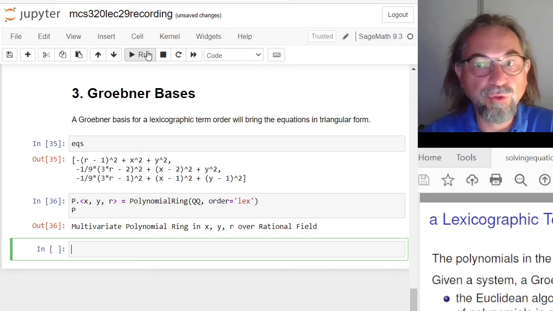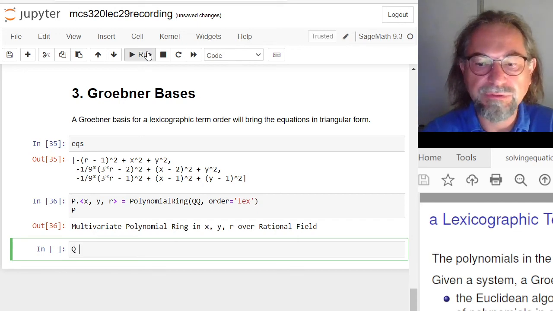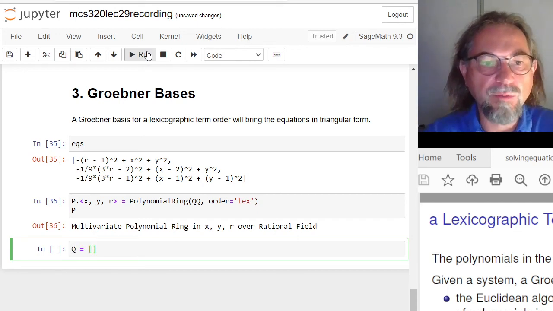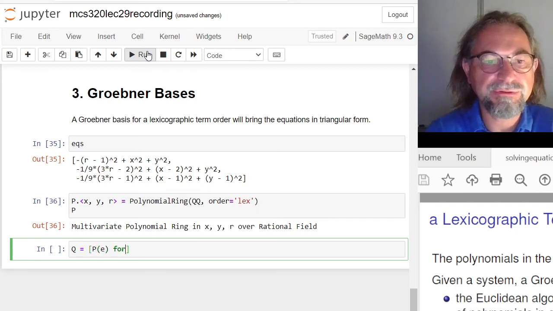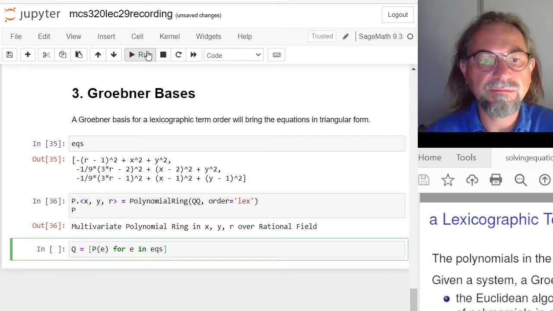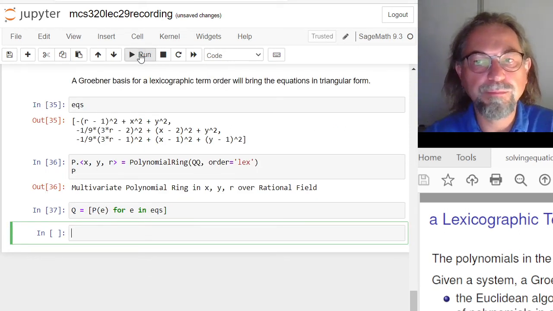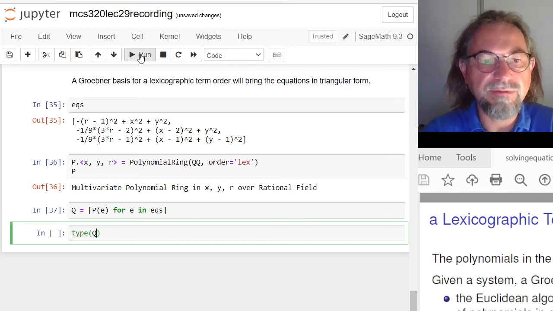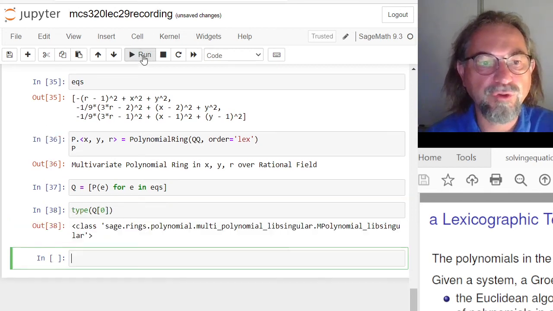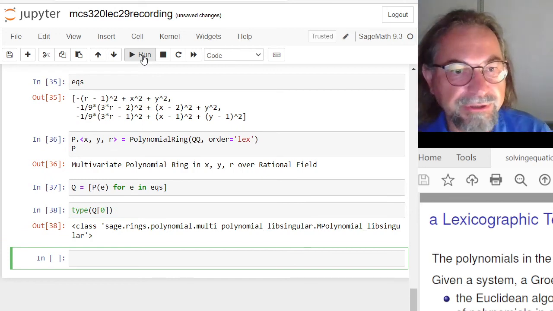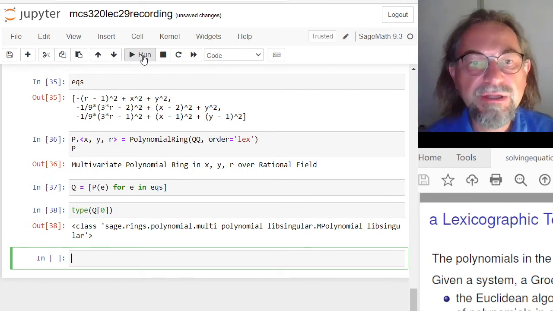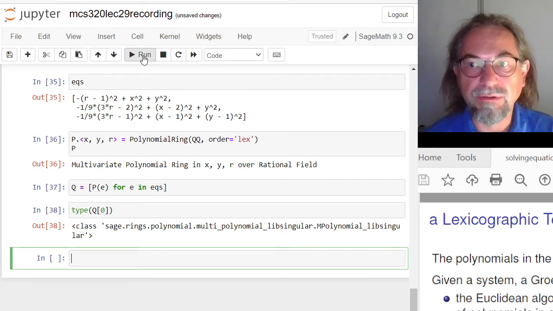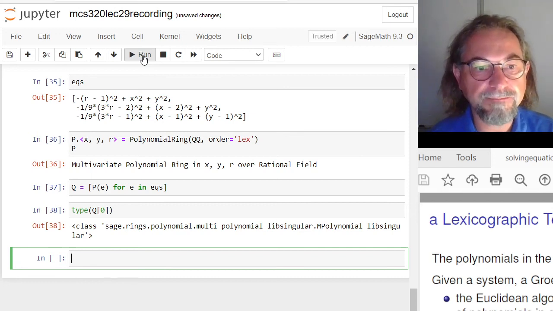I will have a new polynomial system, call this Q, where I will take the expressions in the equations and cast them in this new polynomial ring. You can see that if I ask the type of the first expression, and I can do this also for the second and the third, I now have a multi-polynomial from the lib singular. So Singular will be used to compute the Groebner basis.